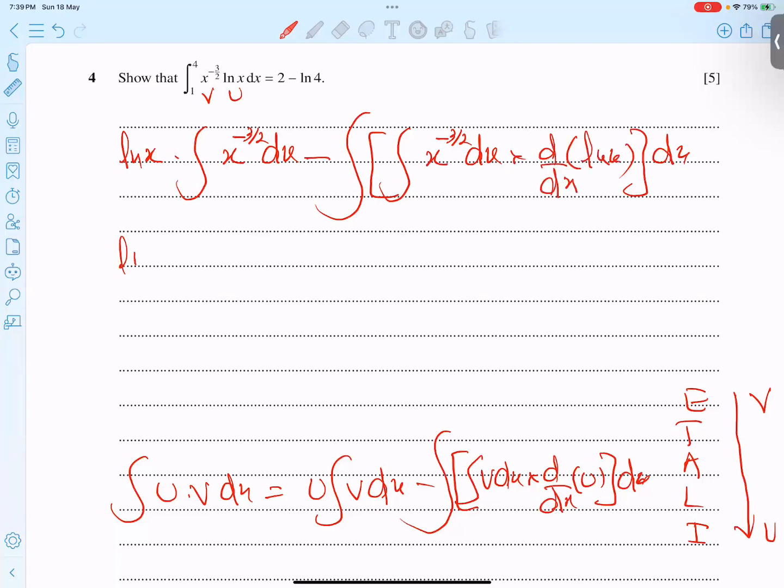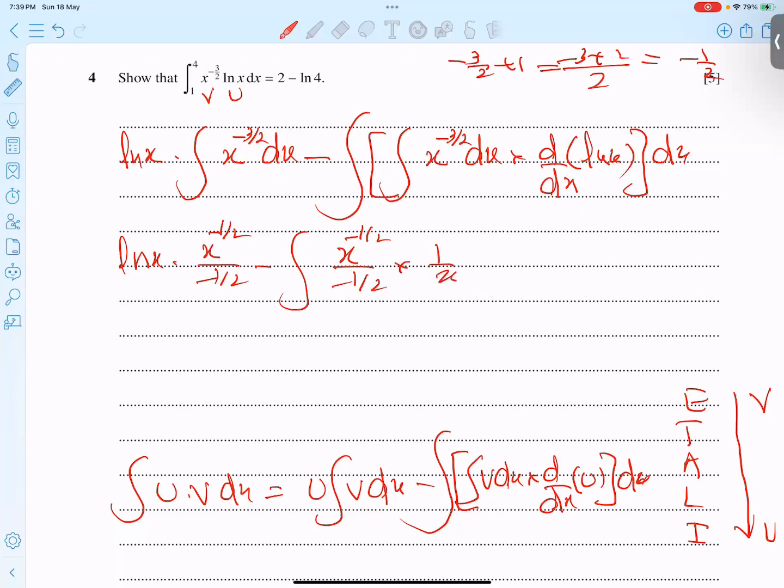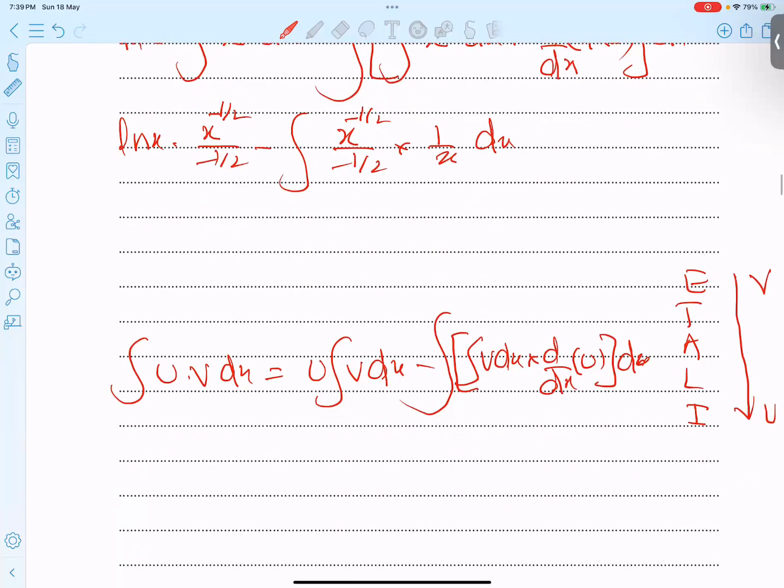Now students, log of x as it is. And what is the integration of this? Increase the power by 1, negative 3 by 2. When I add 1, by LCM I get negative 1 over 2. So negative 1 over 2 up, negative 1 over 2 down, same here. And what is the derivative of the logarithm of x? It is 1 over x. So this will flip up, and I got negative 2 log of x.